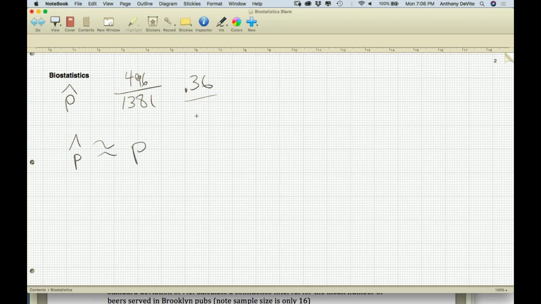So P cap approximates the population proportion, right? Now we've got a problem. If I want to calculate a confidence interval, this is our point estimate. But now I need a range that I'm 95% sure the true population proportion resides in. So I'm going to say P cap plus or minus. And so now I have to choose either T or Z. What am I going to choose here? T or Z?